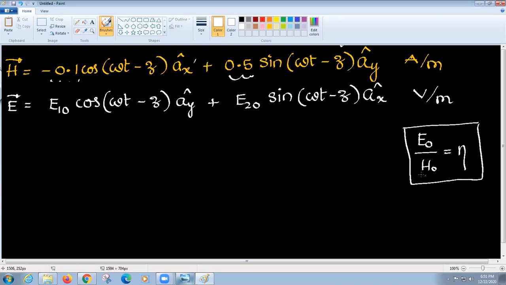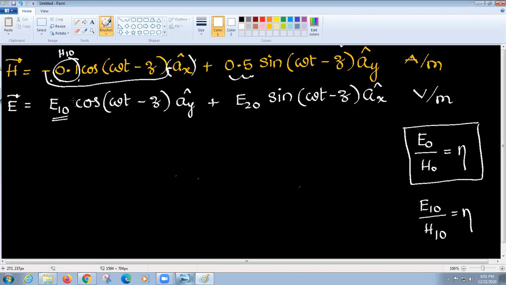All right. So now I just want to find E1 naught. I will take E1 naught over H1 naught is equal to eta. All right. So what is H1 naught here? So this is like H1 naught. Okay. So this is like H1 because already we took this negative sign here, this minus AX roof.